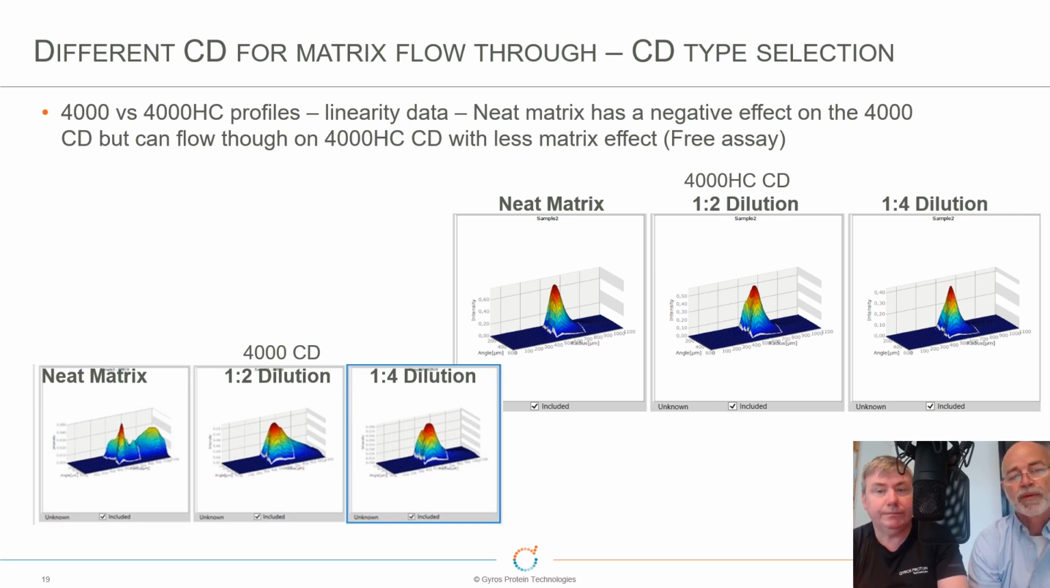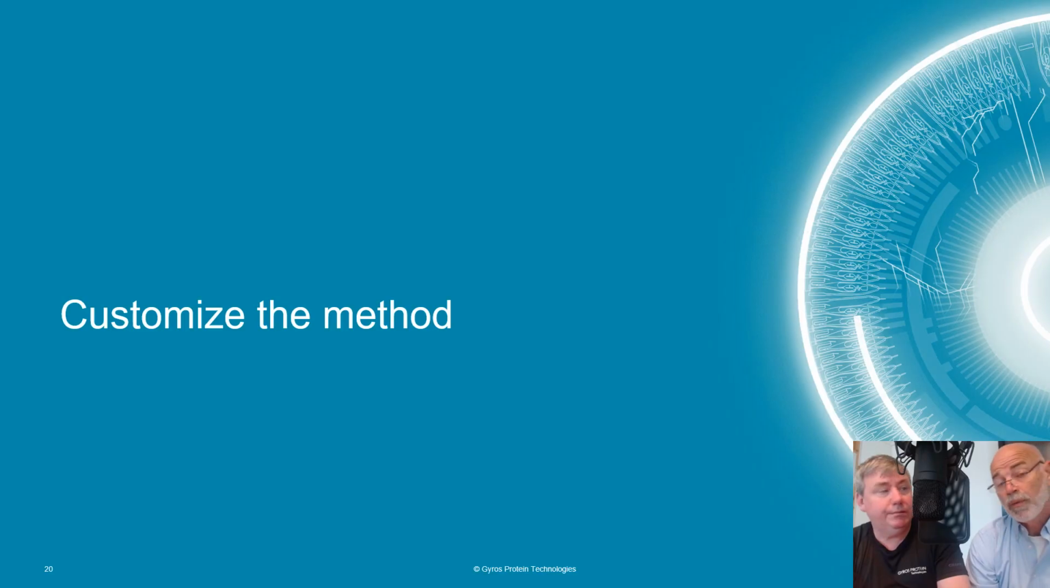It's really enabled this neat matrix work and allowed customers who are concerned about free 100% matrix to do their work without worrying about the equilibrium shift that will occur once they dilute those samples. So we'll talk now a little bit about some customization things that can be done to help facilitate your assay development on the Gyrolab system.